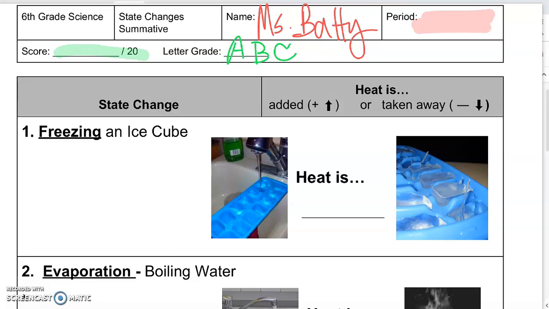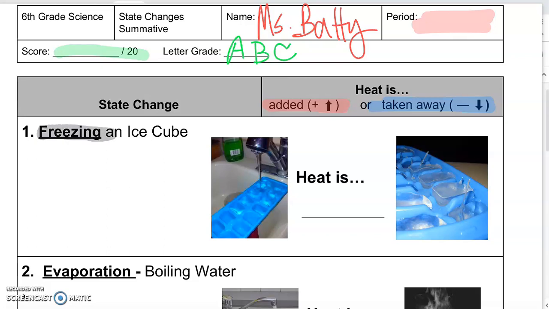Okay, let's take a look at the first one. First, we need to decide what is happening to heat. Is it being added or taken away? Remember, for added, we colored everything red. For taken away, we colored everything blue. So let's take a look at freezing.